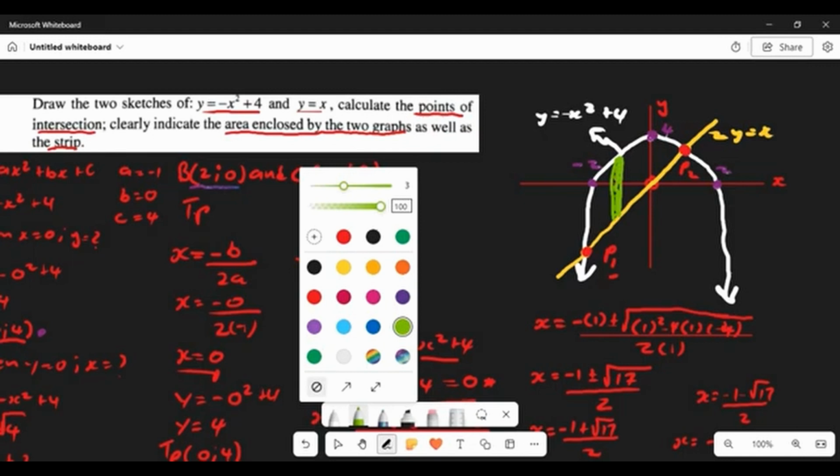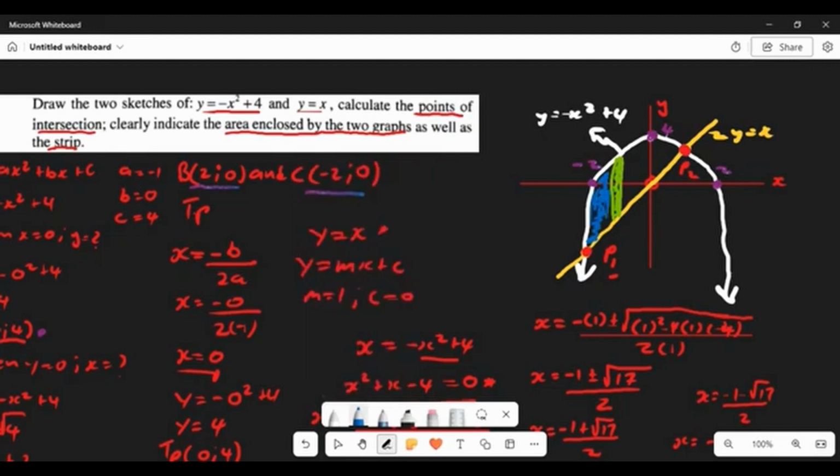Make sure that the strip is between the intercepts, because these intercepts act as our upper limit and our lower limit. So let's indicate the areas that they are talking about. I'm going to use blue to indicate. There will be a lot of colors here. This area that I'm coloring here, guys, is the area that they want us to show. When they say indicate the enclosed area by these two graphs, this is basically what they mean.